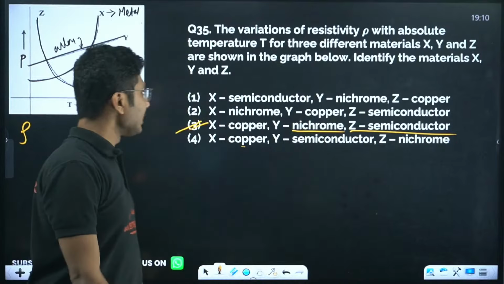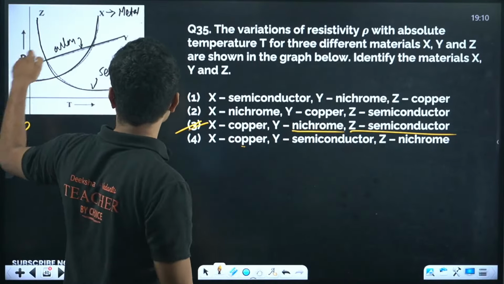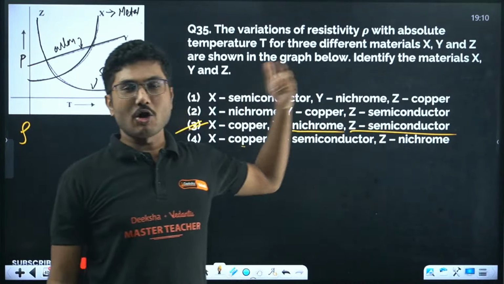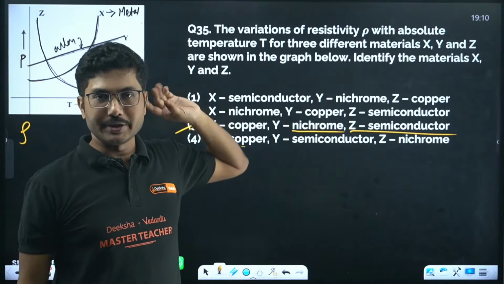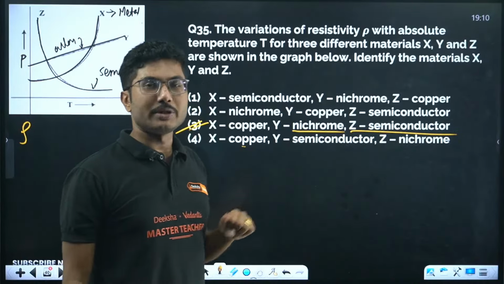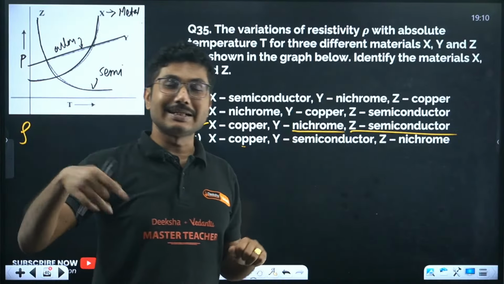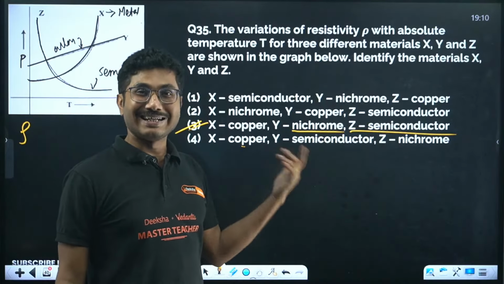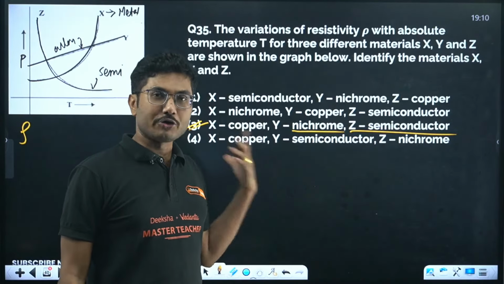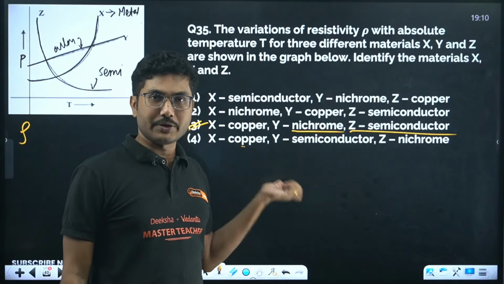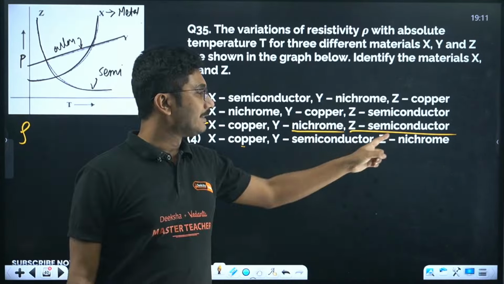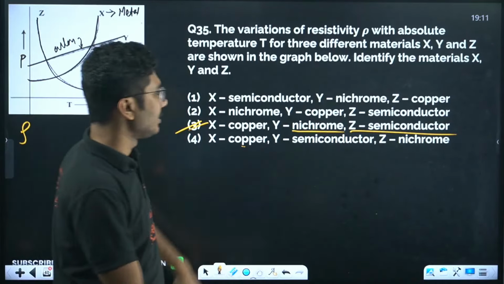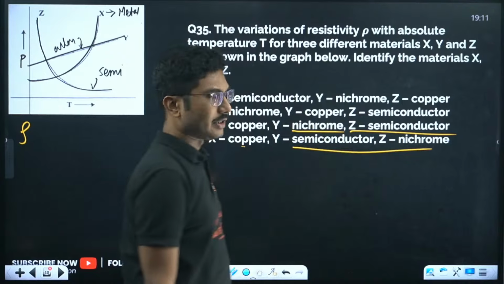Okay, that means this is copper, this is Y, this is nichrome. Nichrome has an almost fixed resistivity with temperature. That's why nichrome is used inside the resistance box that you have used in your laboratory. Okay, nichrome, manganese, they have constant coefficient of resistivity. And Z is semiconductor, this is decreasing, not 4. How can 4 be the answer? 4 is completely a violation, right?